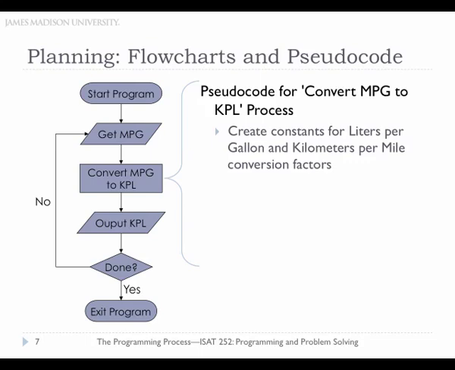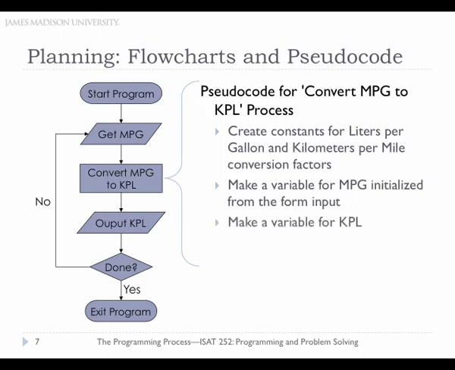The first step is going to be to create some constants to represent the liters per gallon and kilometers per mile conversion factors. These will be things that get used as many times as the user does conversions in the program. The next thing you'll need to do is make a variable for the miles per gallon and initialize it using the input from the form. And then you'll make a variable for the kilometers per liter, to which you will assign the result of the calculation of the conversion. Then you can output that for the user.